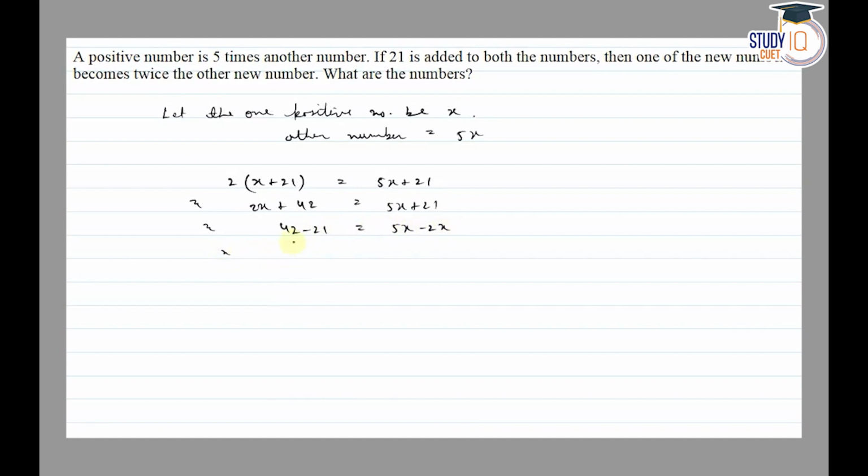So 21 is equal to 3x. So x is equal to 21 by 3, which is equal to 7. So one number x is equal to 7, and the other number 5x is equal to 5 into 7, which is equal to 35. Thank you.